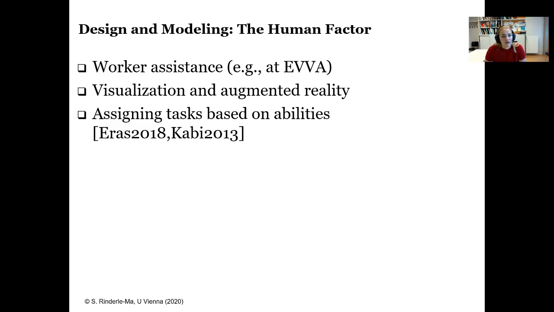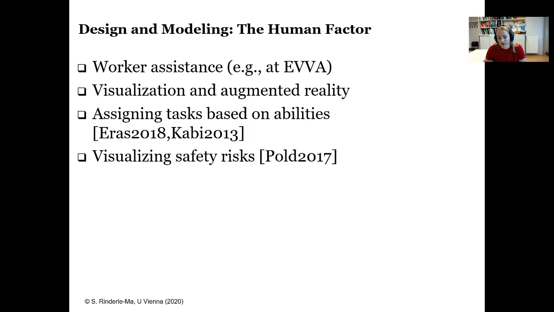Then there's also work, which I think is interesting for other domains as well, on assigning tasks based on the abilities or competences of the workers. Visualizing safety risks is also very important in the manufacturing domain because there are high safety demands, and also demands on privacy protection. And there were very recent works on these topics.